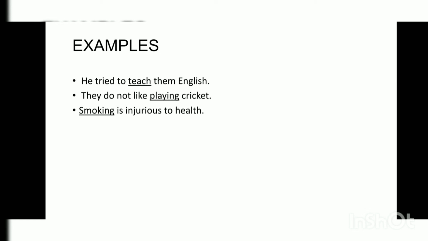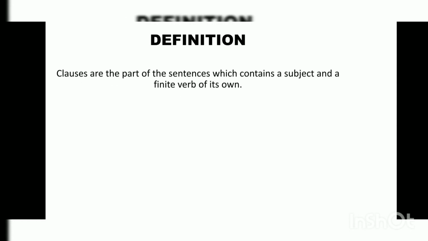From here, we conclude that finite verbs are those verbs which change according to the subject, and non-finite verbs are those verbs which do not change according to subject. So, what are clauses now? Clauses are a group of words that make a sentence. It must contain a subject and a finite verb on its own. Now if someone asks you what is finite verbs, you know the answer because we have studied finite verbs well.